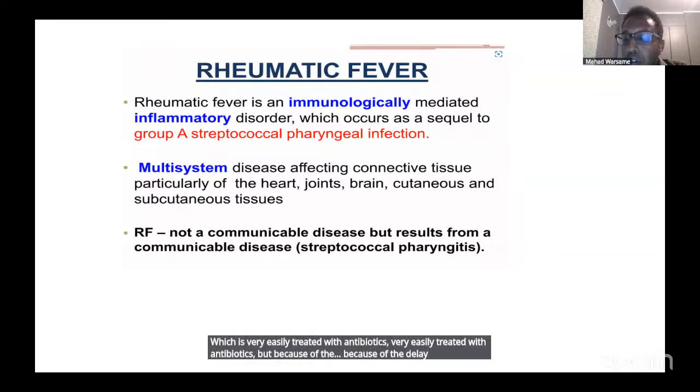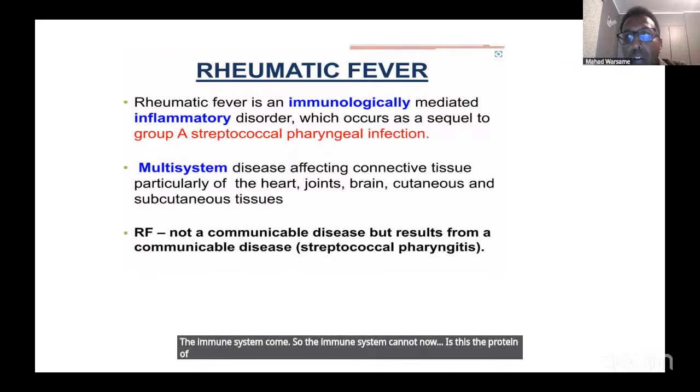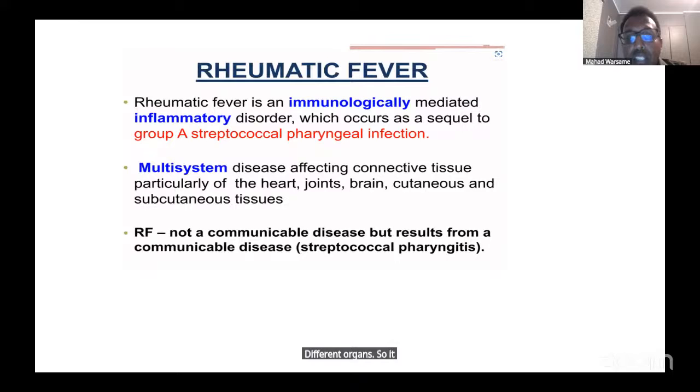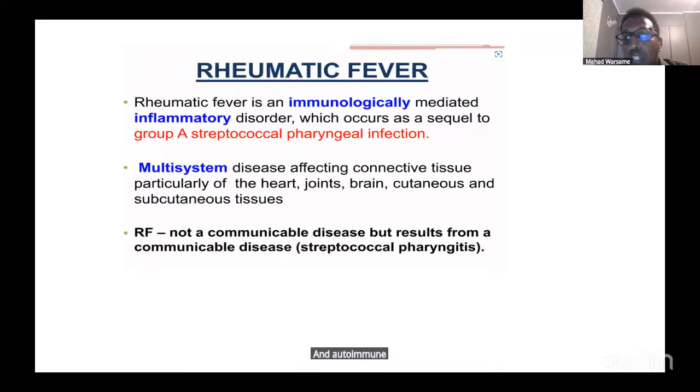delay in treatment, or children going with a throat infection over weeks, confusion comes to the immune system. So the immune system now cannot tell whether this is the protein of the bacteria or the protein of the body. So it starts to attack different organs. It was an infectious disease of the throat. We didn't treat it, and it turned into an autoimmune disease. It's no longer an infectious disease. Now it's an autoimmune disease.